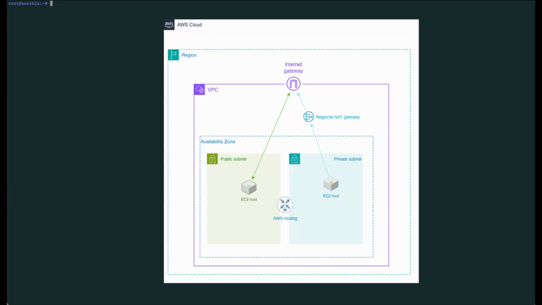Hey everyone, in this video I'm going to show you how I use Terraform to deploy two EC2 instances into an existing VPC, one in a public subnet and one in a private subnet. We'll go through the HCL code step by step, understand what each component does, then apply it, test the connectivity between the two instances, and finally clean everything up.